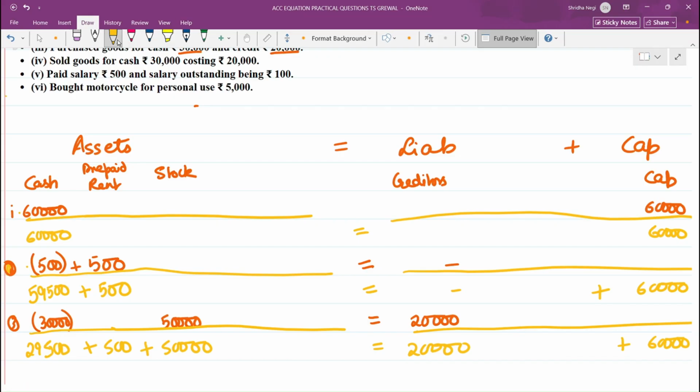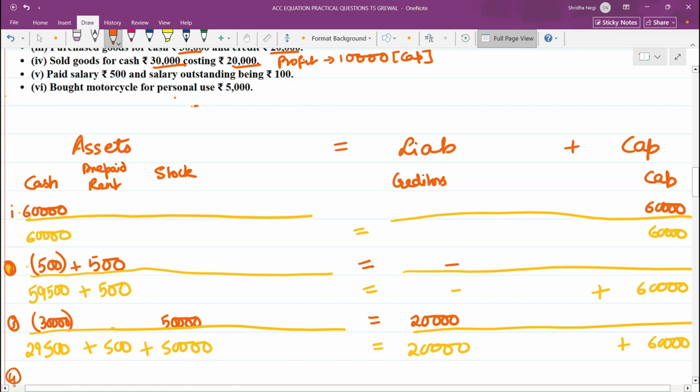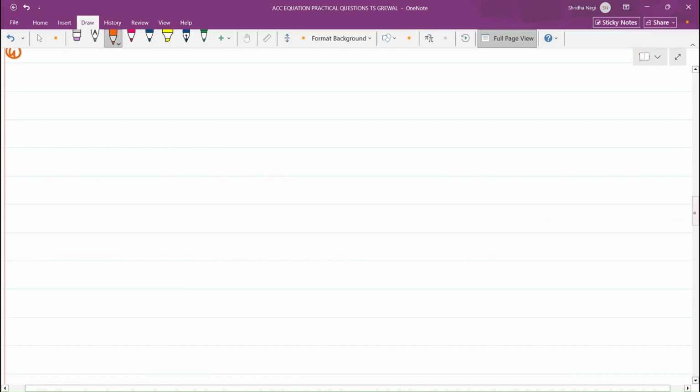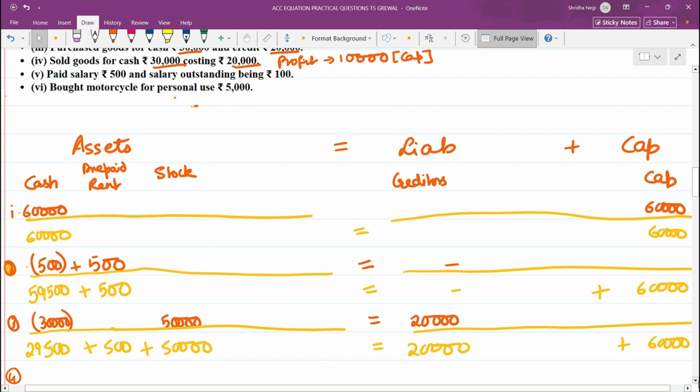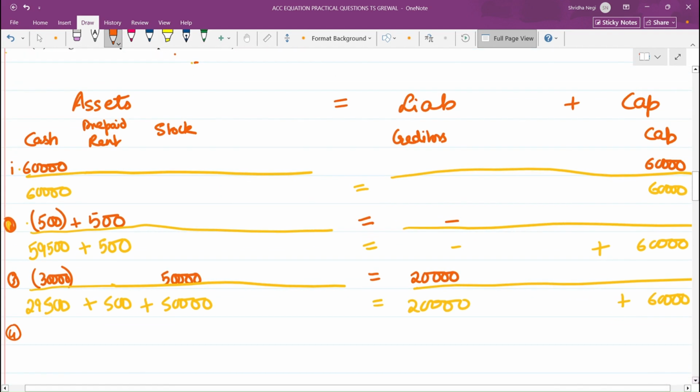Now the fourth transaction is how much? Fourth transaction is sold goods for cash 30,000, credit rupees 20,000. So goods worth 20,000 you sold for 30,000. So again here there is a profit of 10,000 which will go to the current capital account. This will affect the capital account profit. Okay? So the fourth one, goods you are selling, how much worth of goods are decreasing? 20,000 worth of goods are decreasing. Okay? So stock will decrease by 20,000.